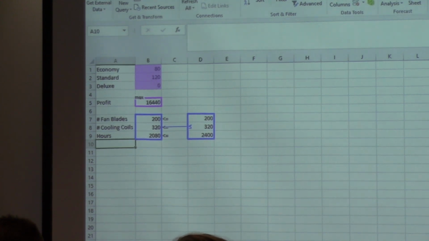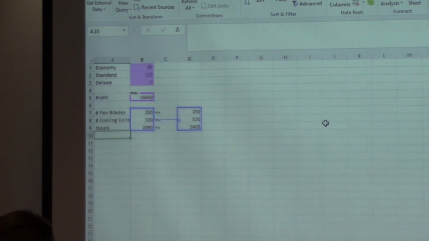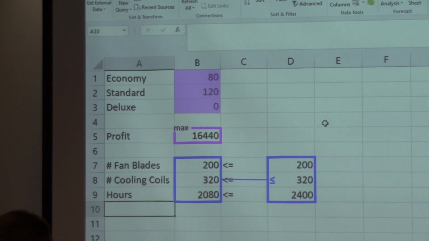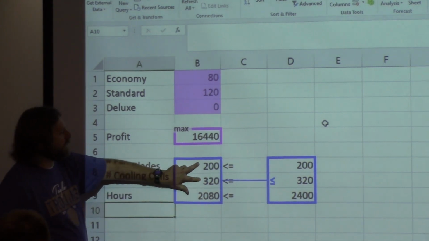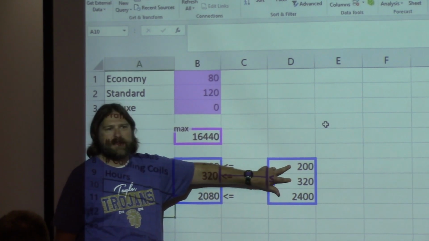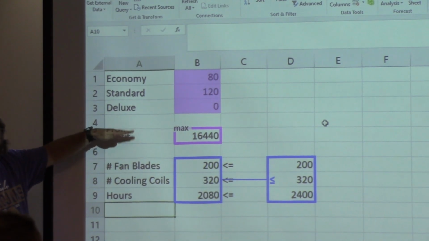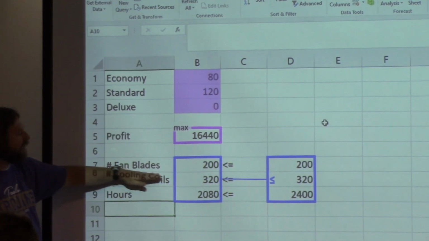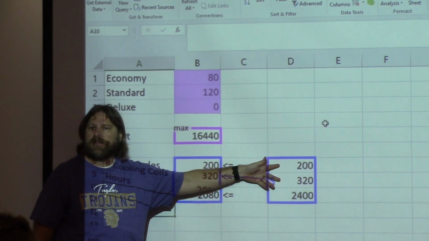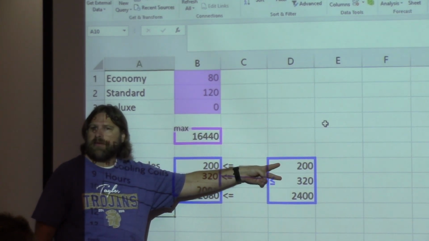Before we even look at the sensitivity sheet, can we answer part B, which was which of these constraints are binding? We can look at these values right here, and we can see that they are jutting up against our constraint values, our right-hand side right here. There's no more room to add any more fan blades or cooling coils, because if we did, we would bump above this. So these are binding constraints because of that.